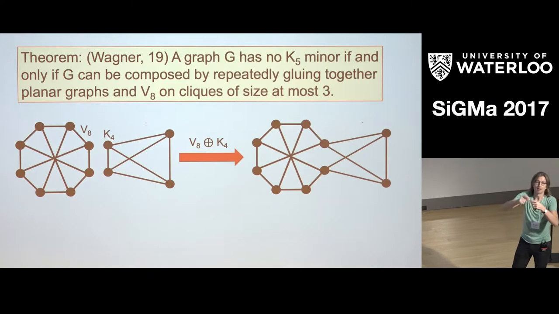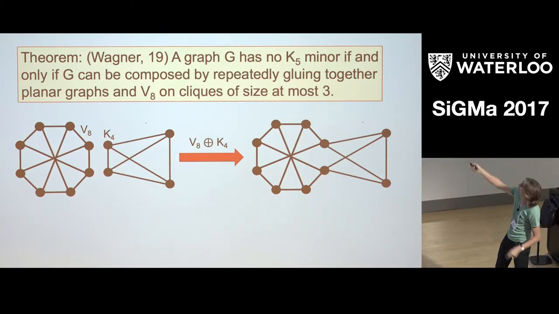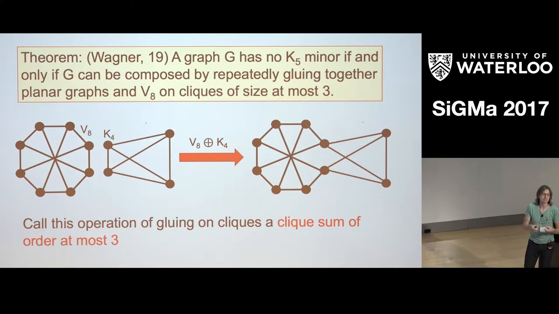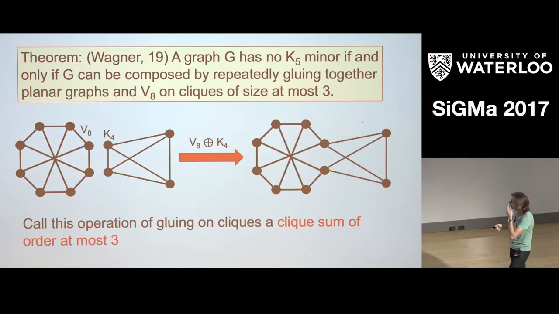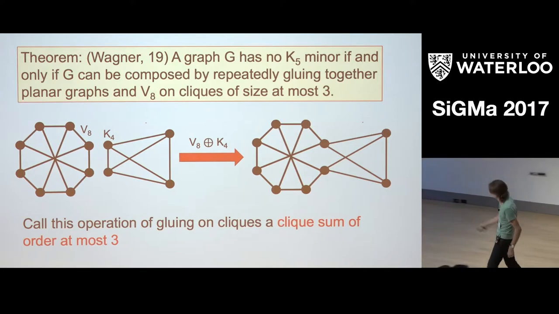And now I just identify the vertices on that clique. And then one additional part of the definition, I'm allowed to delete any edges, allowed to delete the edges of the clique if I want. I don't have to delete, but I can arbitrarily choose edges there to delete. So I'll call this operation of gluing on cliques a clique sum of order at most three. At most three because I identify two cliques of at most three to glue together.